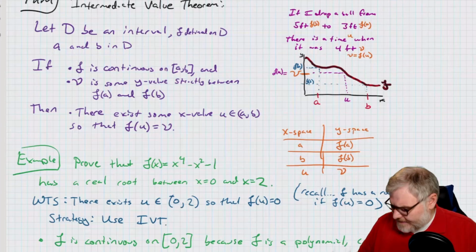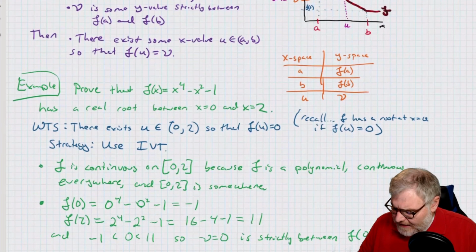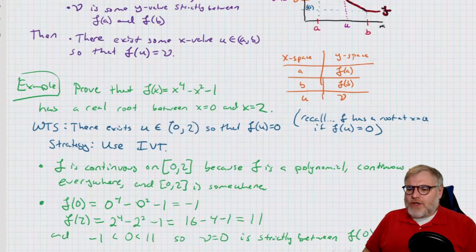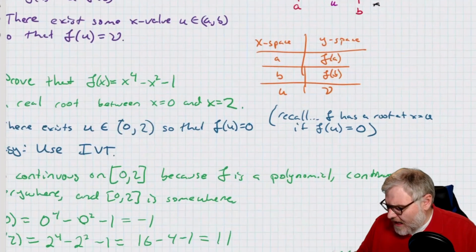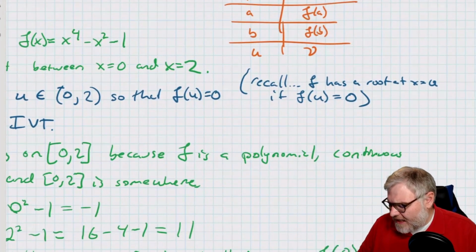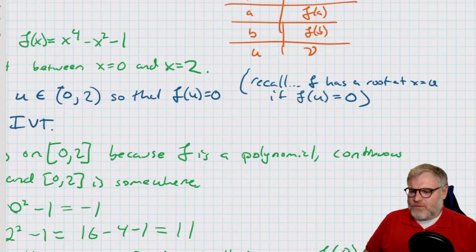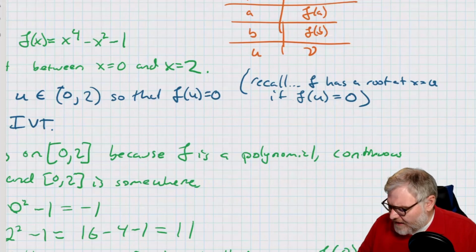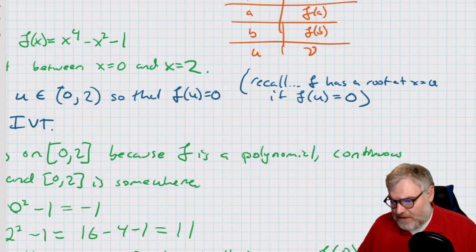So let's use this. Let's prove that f of x equals x to the fourth minus x squared minus 1 has at least one real root between x equals 0 and x equals 2. Recall this little definition about a real root. F has a real root at x equals u if f of u equals 0. That's the definition of a root, right? So if I've got the function x cubed, it has a root at 0 because f of 0 equals 0.